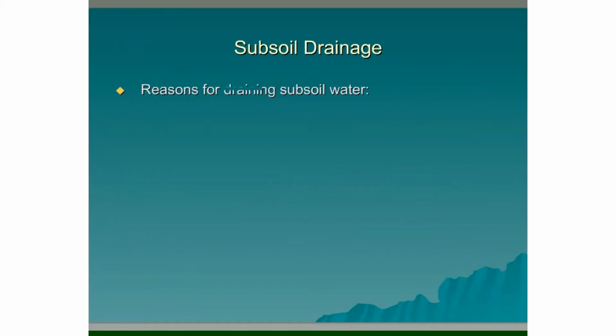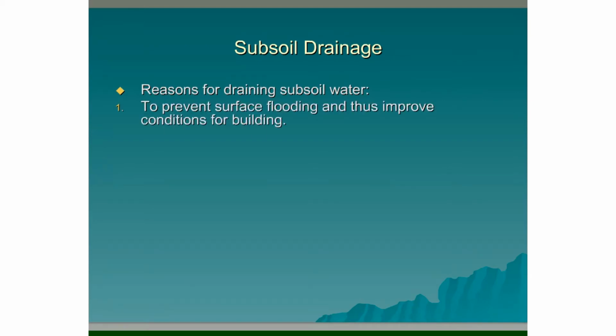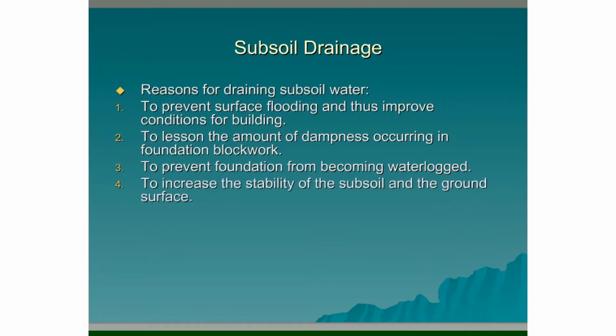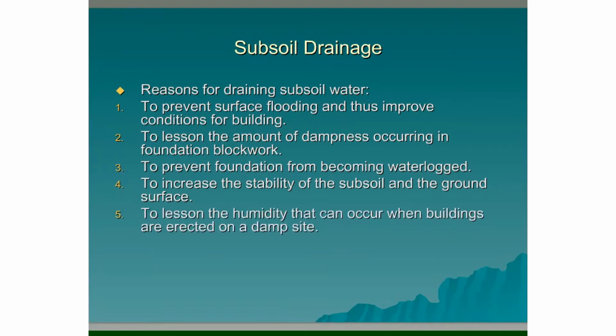Subsoil drainage. Reasons for draining subsoil water are: 1. To prevent surface flooding and thus improve conditions for building. 2. To lessen the amount of dampness occurring in foundation block work. 3. To prevent foundation from becoming waterlogged. 4. To increase the stability of the subsoil and the ground surface. And 5. To lessen the humidity that can occur when buildings are erected on a damp site.